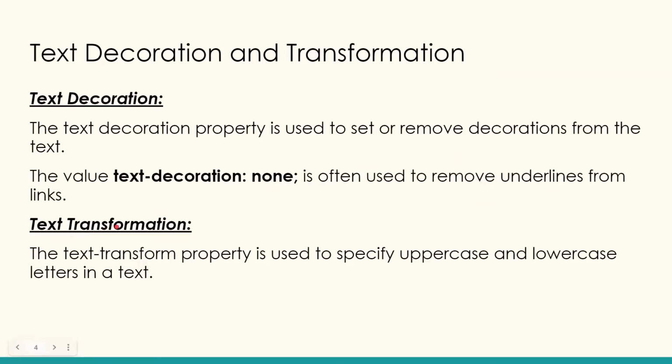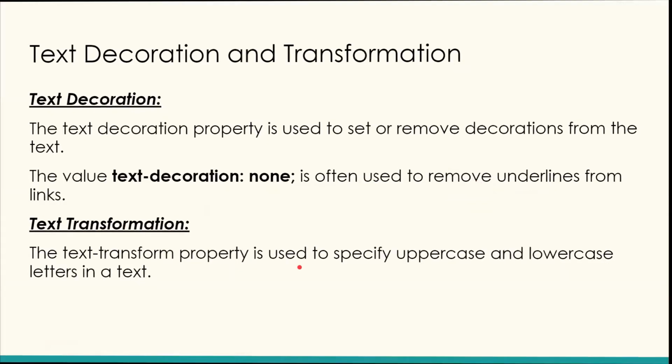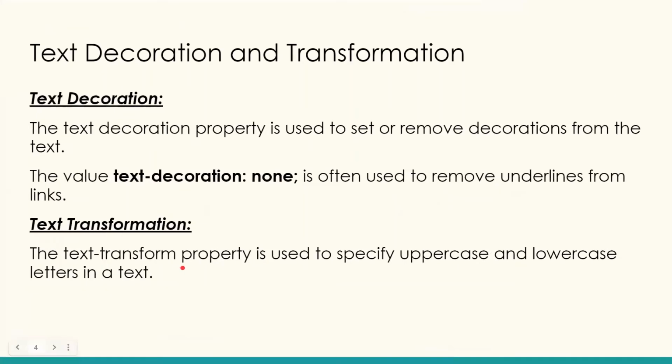And then we have the text transformation property. The text transformation property is used to specify uppercase and lowercase letters in a text. Basically it transforms your text. I can make it uppercase, I can make it lowercase. We're also going to learn about a value called capitalize, which capitalizes the first letter in every word in the sentence. Again, you'll get this more when we actually see the output of our code.